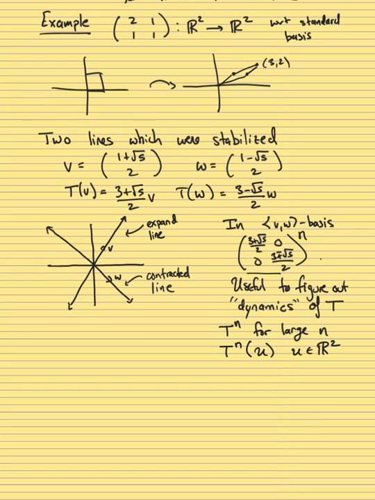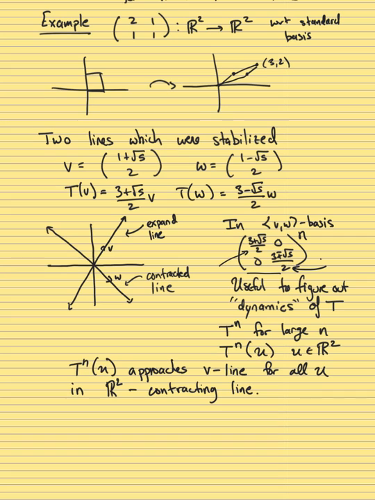Okay. The other thing that's nice from this is that since I have one expanding and one contracting direction, what happens is that T to the n of u approaches the v line, the line spanned by v, for all u in R2, except for u in the contracting line.